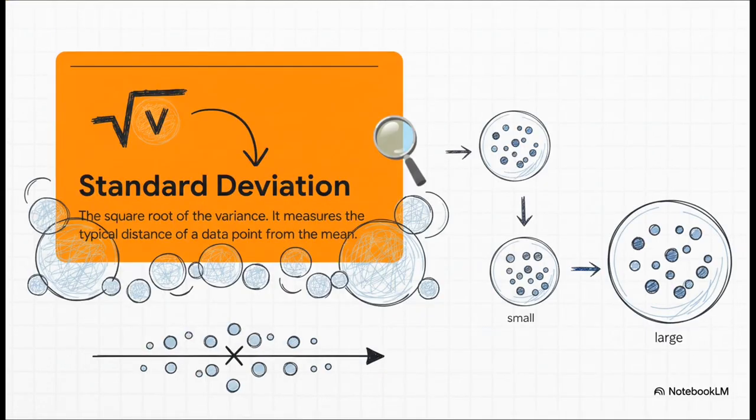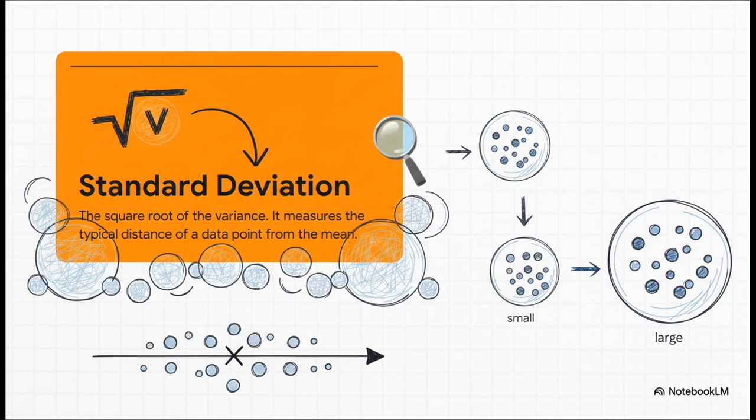And that's where the standard deviation comes in to save the day. It's simply the square root of the variance. And by taking that square root, we get back to our original units, which gives us a number that actually makes sense. You can think of it like the typical personal space bubble around the mean.